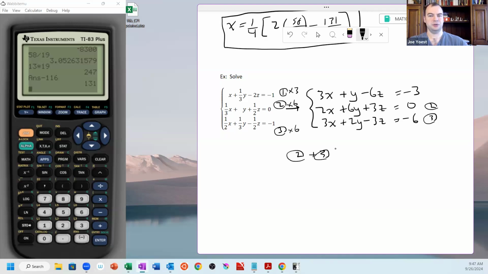When we add equations 2 and 3 together, what do we get? We get 5x + 8y = -6. My z's went away.